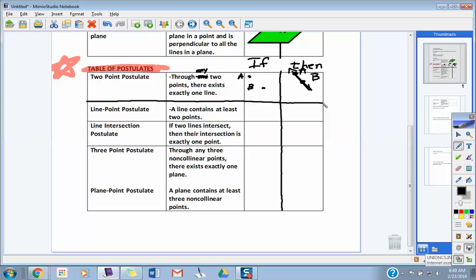Okay, now the other postulate that's kind of in that box with yours is called the line point postulate, which is kind of the opposite of this, or switching it around. I said at the beginning, the 2-point postulate said, hey, you have 2 points, automatically you have what then? A line. What if I switch that around? I say, if you have a line, then you automatically have 2 points. That's what this other one is, the line point postulate. It's just the opposite of the 2-point postulate.